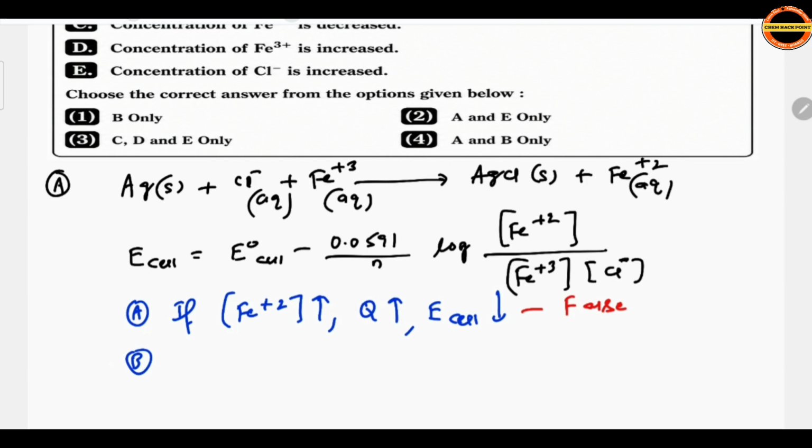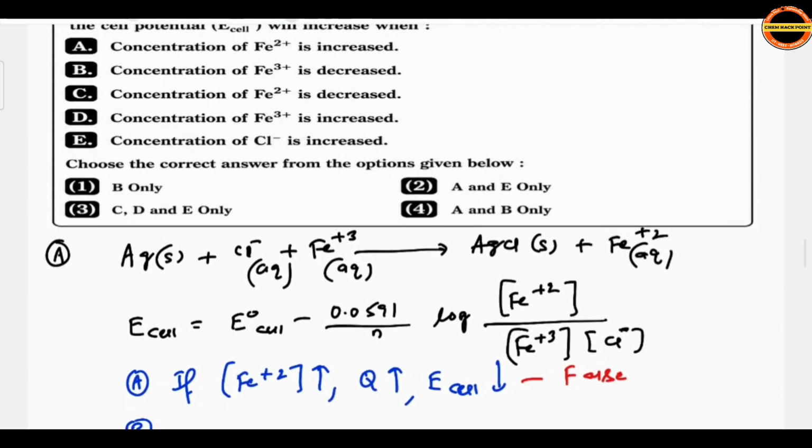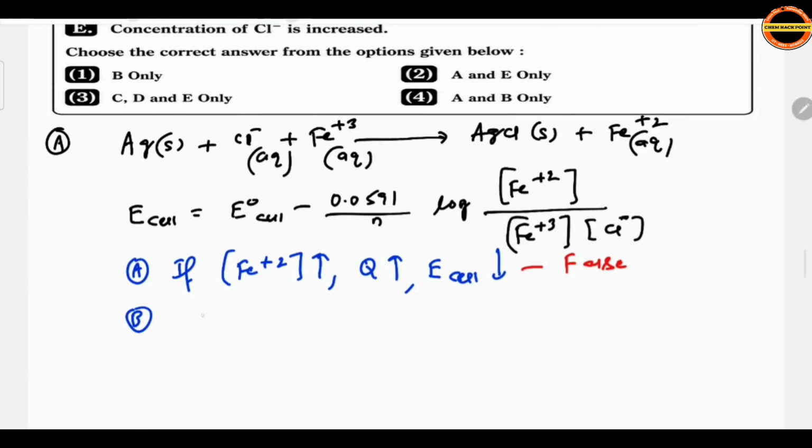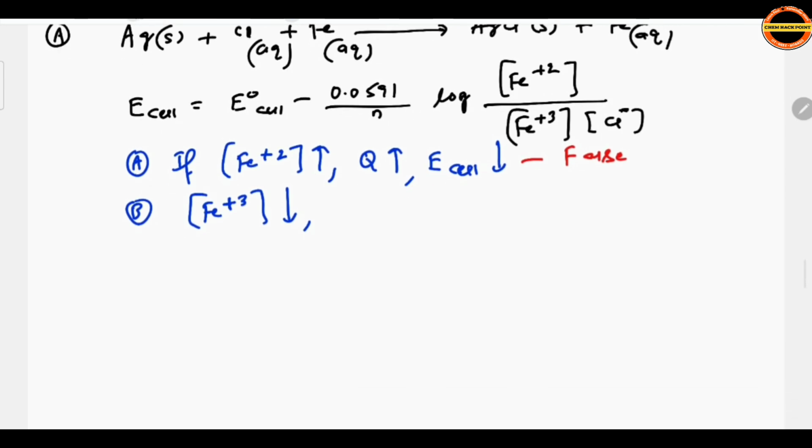Next, they mention the cell potential increases if Fe plus 3 is decreased. Think about it: if the Fe plus 3 concentration decreases, what happens here? Again the Q value increases, since the denominator is decreasing. So again E cell decreases. So again it is a false statement.